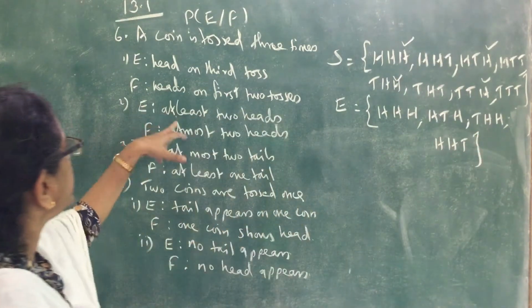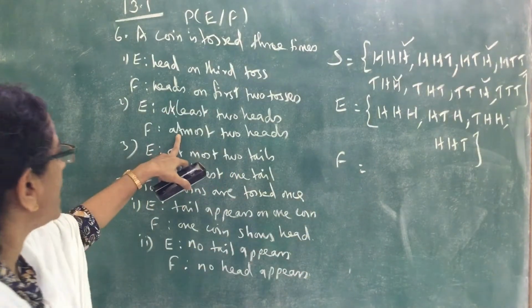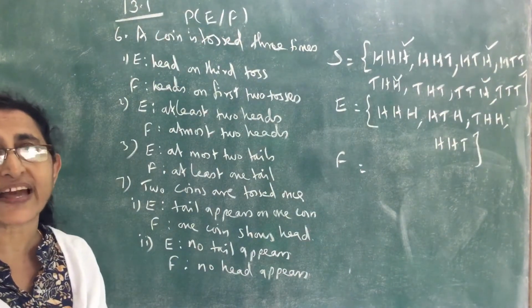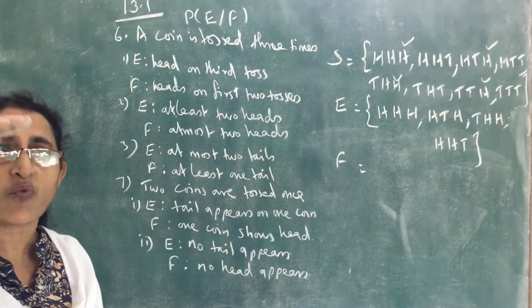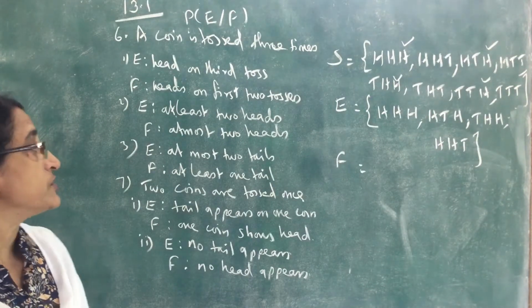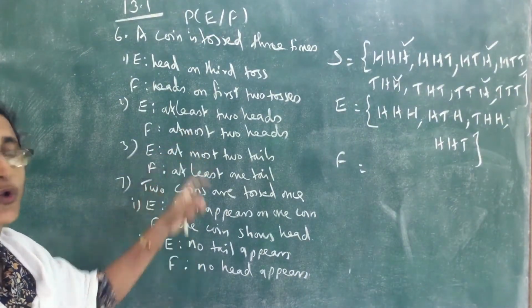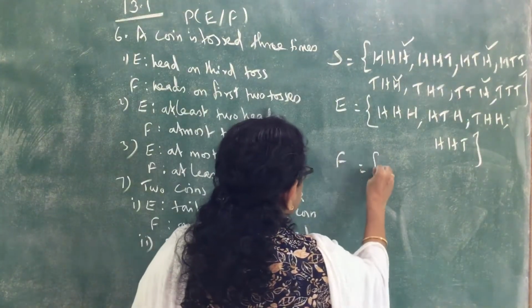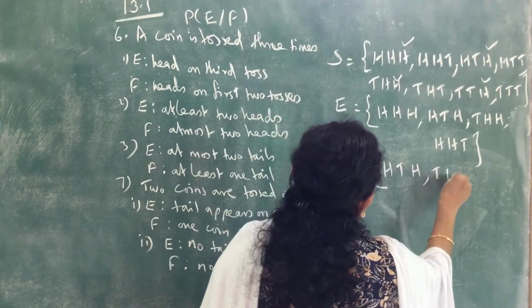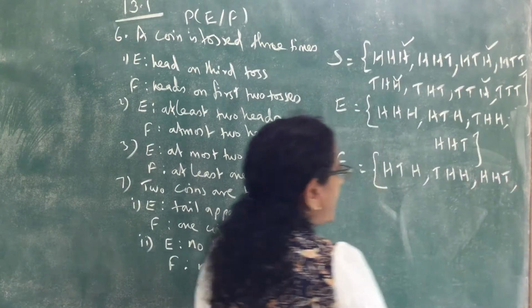Okay. Then next F, at most two heads. At most two heads means maximum two heads. So no more than that. Maximum two heads. So two heads, one head, zero heads we have to write. At most. Understand the meaning of at most and at least. So write two heads, one head and zero heads. So two heads, then one head.